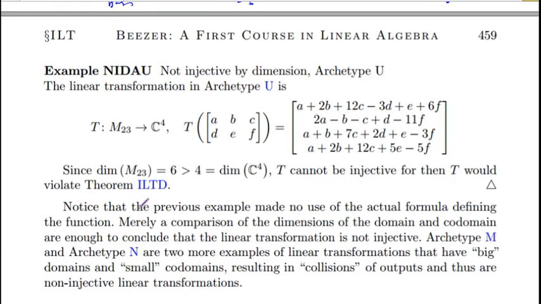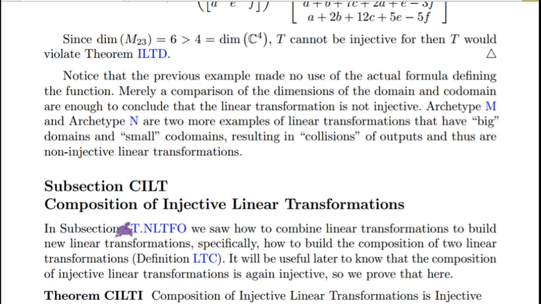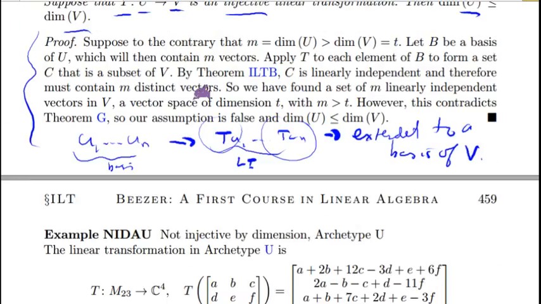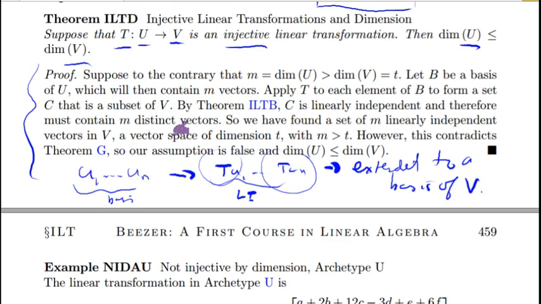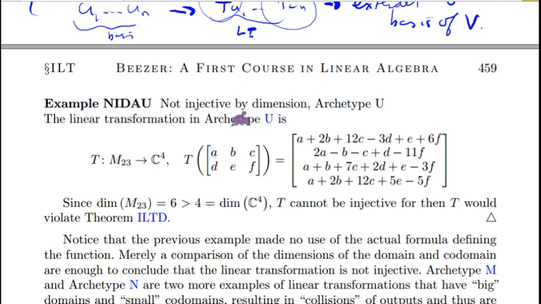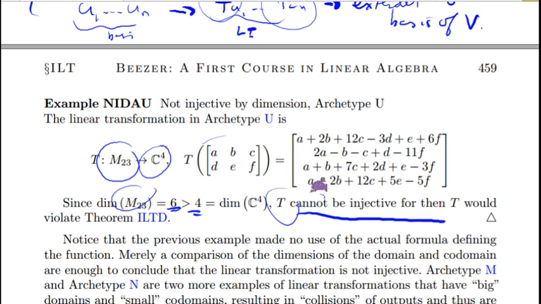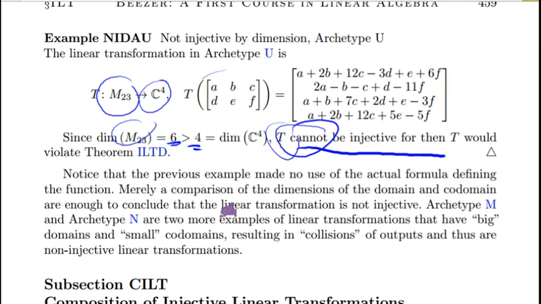I have an example here. Notice that if the dimension of V is smaller than the dimension of U, then you cannot possibly have an injective linear transformation. That's exactly what you have in this case. Here you have M23 maps to C4. The dimension of M23 is 6. It's bigger than 4, so T cannot possibly be injective. You can't have an injective map that maps from a bigger vector space into a smaller vector space.